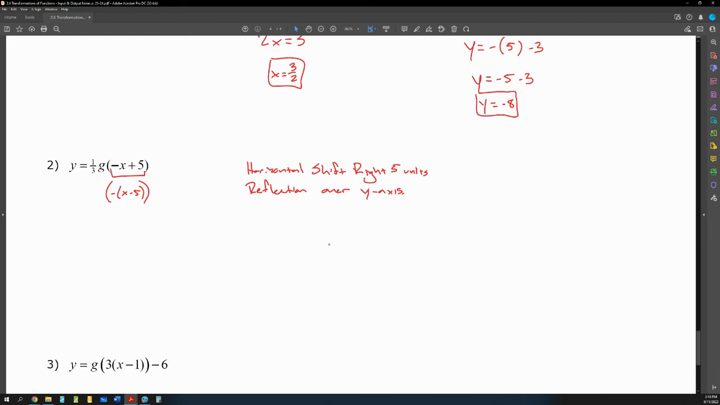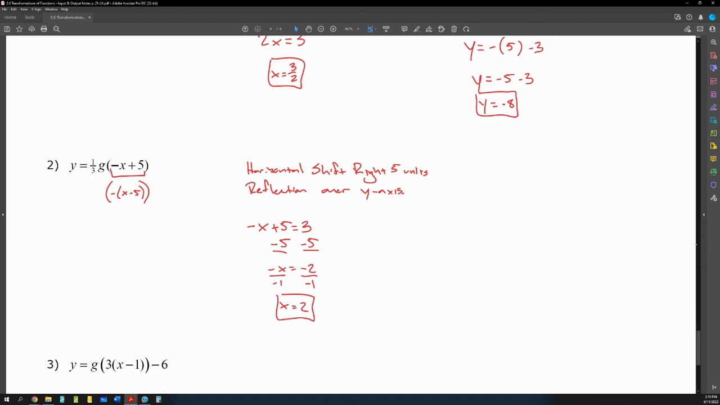So when evaluating, we're going to set that input. I'm going to take the original one, negative x plus 5, and then set it equal to 3, and then solve for x. So we subtract 5 from both sides. We get negative x is equal to negative 2. And then dividing both sides by negative 1, we get x is equal to 2.